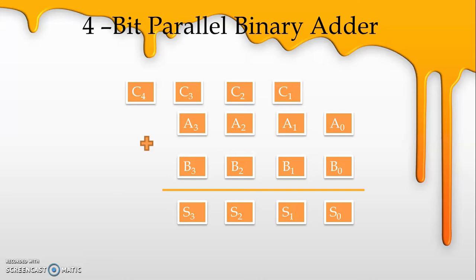So now to implement this 4-bit parallel binary adder, we require 4 different full adders, or at the most we require 3 full adders as well as 1 half adder, because at the least significant side, when we start, there is no possibility of the previous carry. So at the first stage, we can use a half adder.